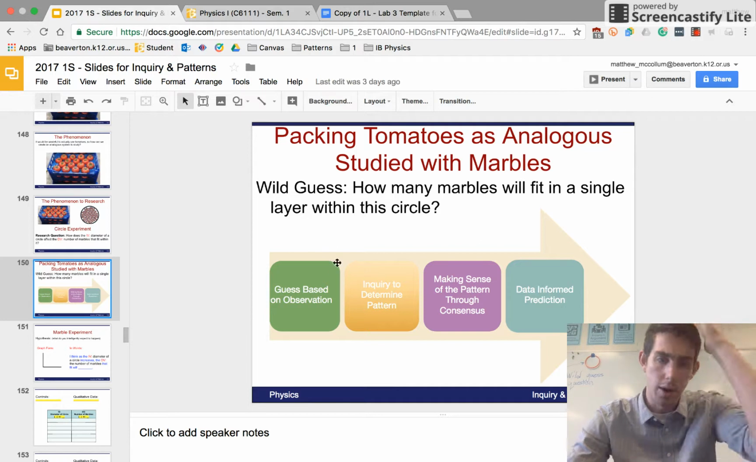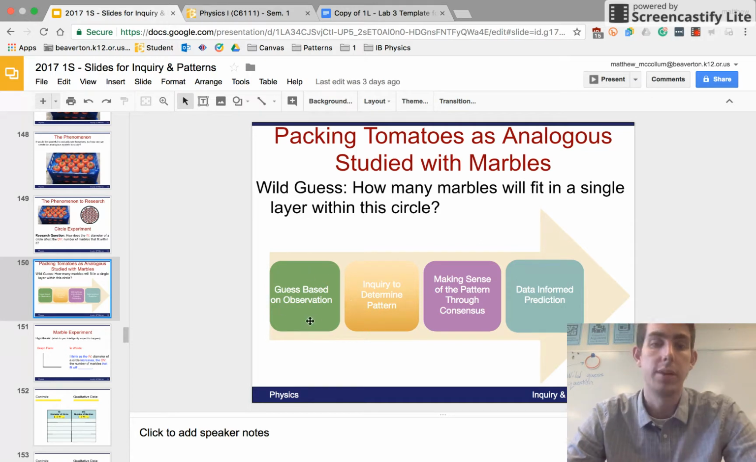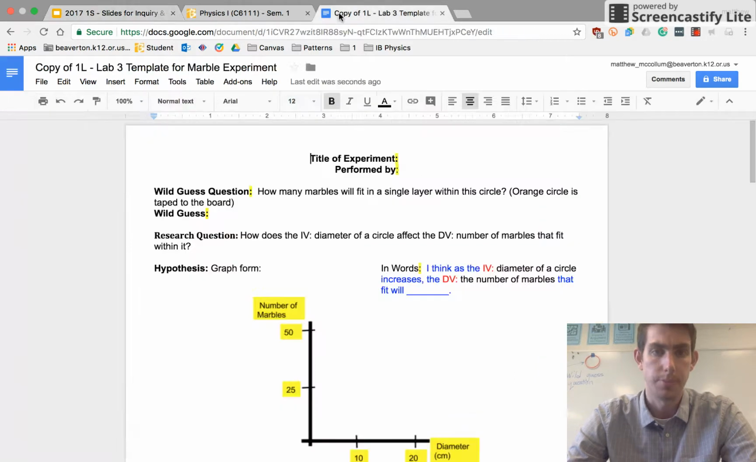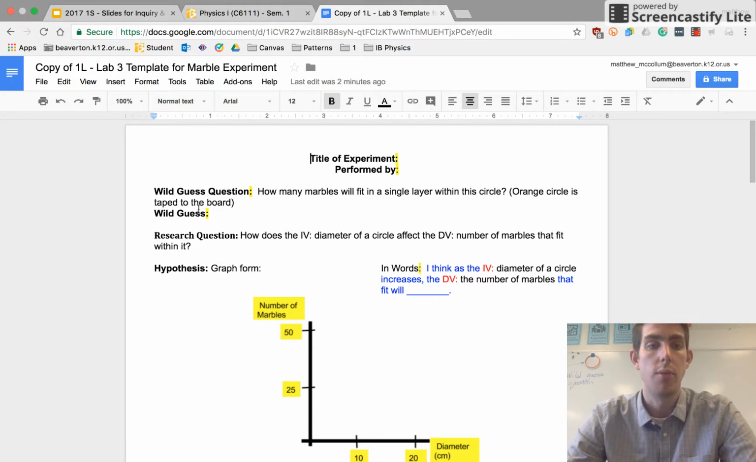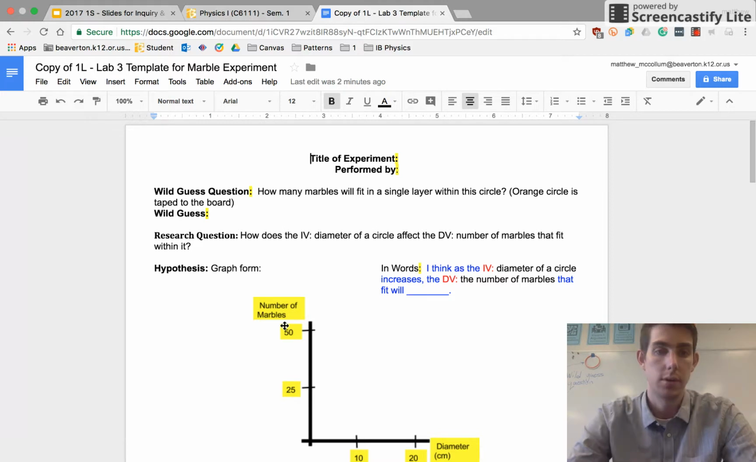Remember, we start with our guess based on observation. We use inquiry to determine a pattern. We'll talk about this when I see you again on Thursday, and then you'll make your data-informed prediction. Right now, go ahead, pause the video, and say what your wild guess is. How many marbles do you think will fit in that?